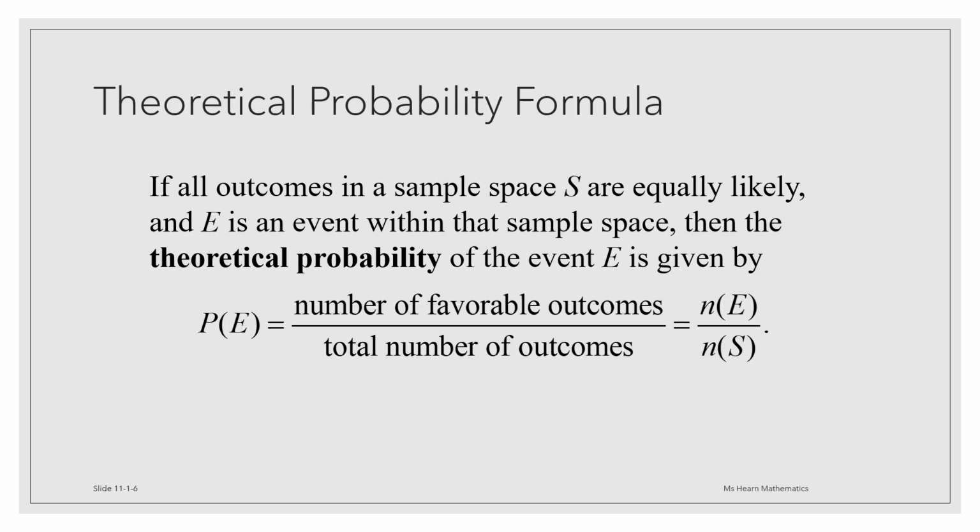Each of these examples demonstrates the definition of theoretical probability. If all outcomes in a sample space S are equally likely and E is an event within that sample space, then the theoretical probability of the event E is given by probability of E is the number of favorable outcomes divided by the total number of outcomes, N of E over N of S.